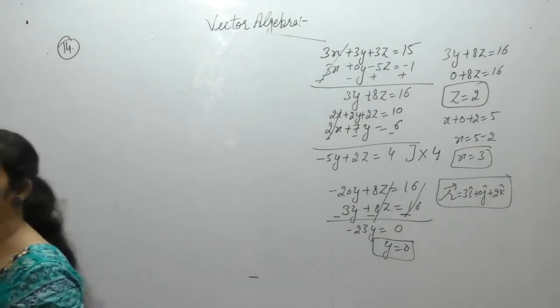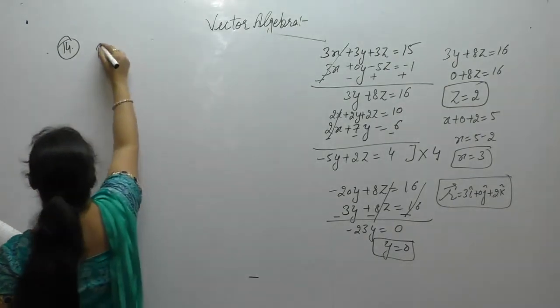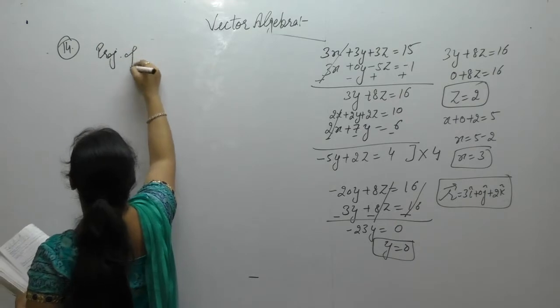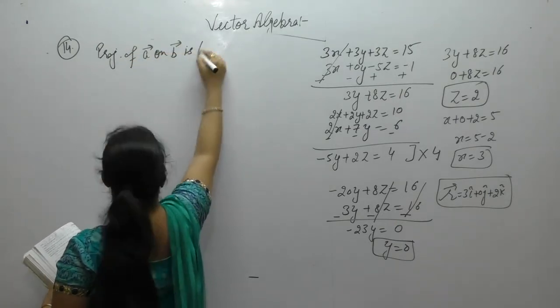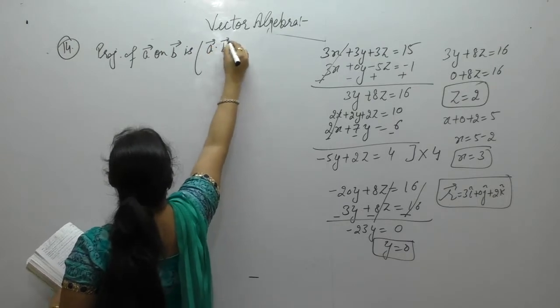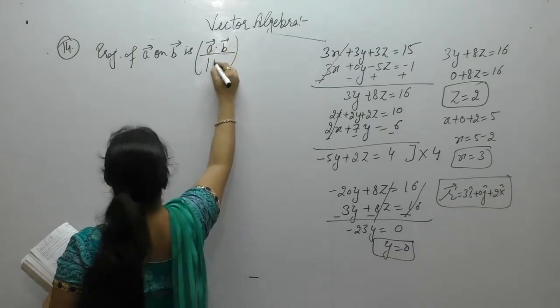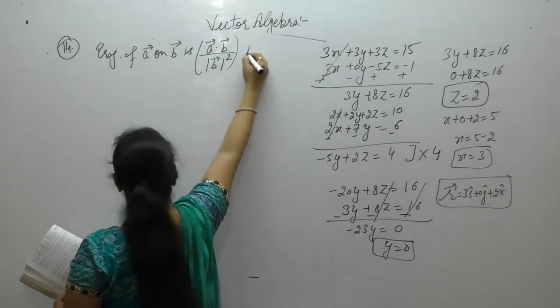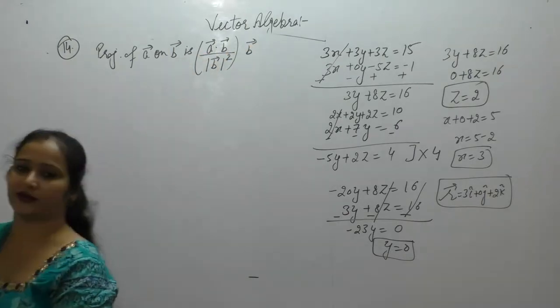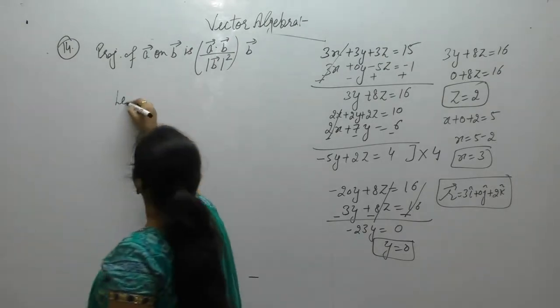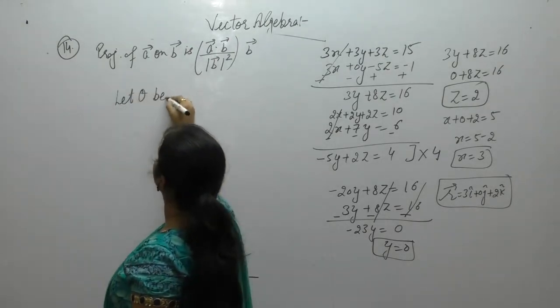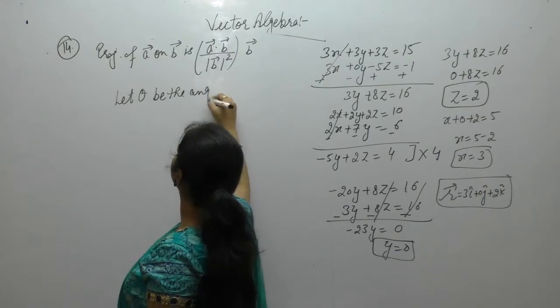Show that the projection of A vector on B vector is A vector dot B vector upon modulus of B square, times B vector. Let theta be the angle between A and B vector.